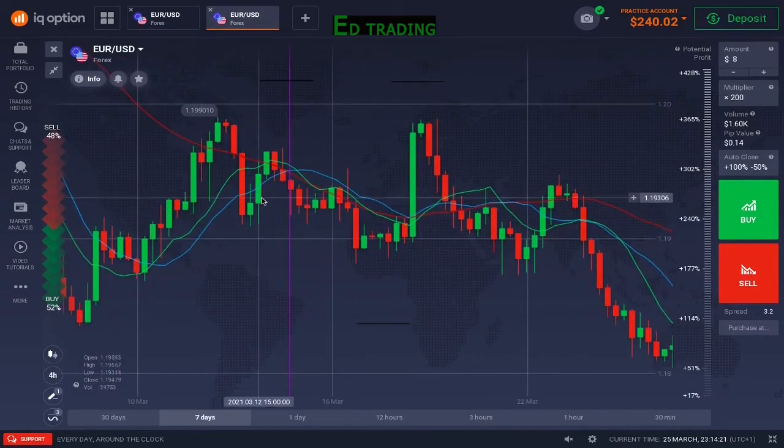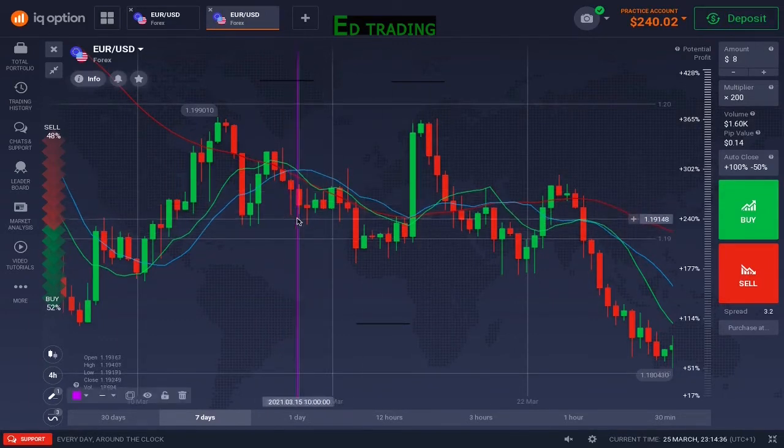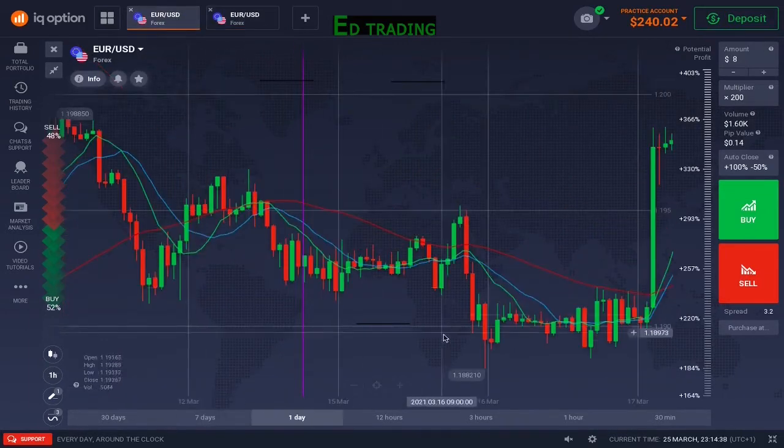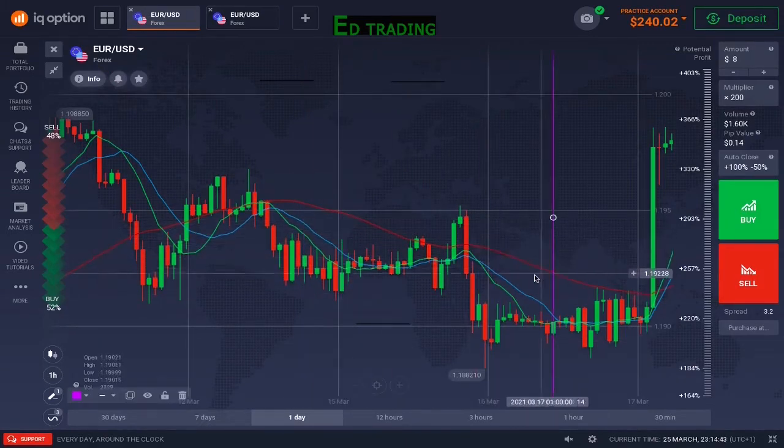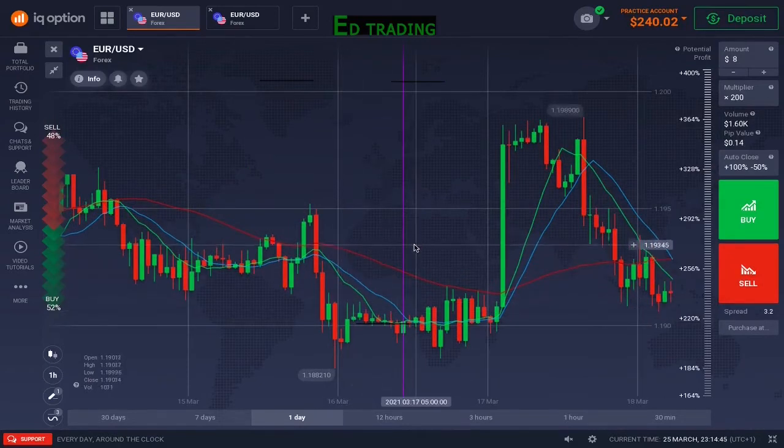You check, you see the green and the blue moving average are still above, but the candles are down. You either sell or you avoid it because this is showing you that you are in a sideways movement, so you avoid taking a trade here, or you can risk it. So you see a cross here.